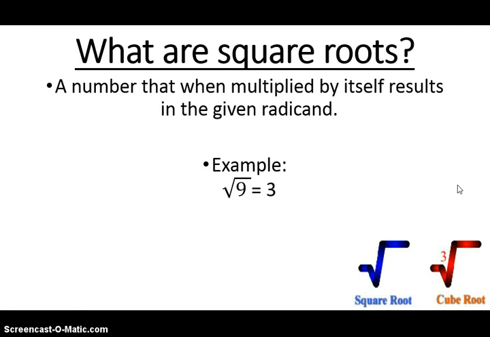So let's review before we start talking about cube roots what square roots are, because they are directly related. A square root is a number that when multiplied by itself results in the given radicand. So for instance, the square root of 9 is 3 because 3 times 3 is 9. Notice the 3 is multiplied twice to get the 9. And if you think about a square shape, that makes sense because it has two dimensions, length and width.